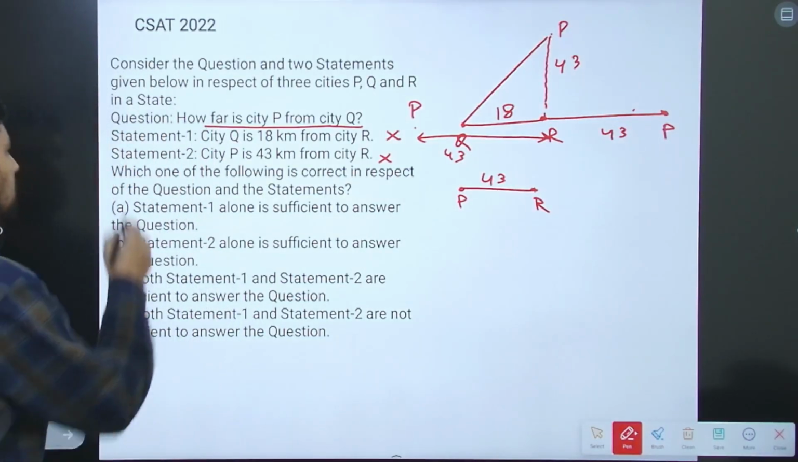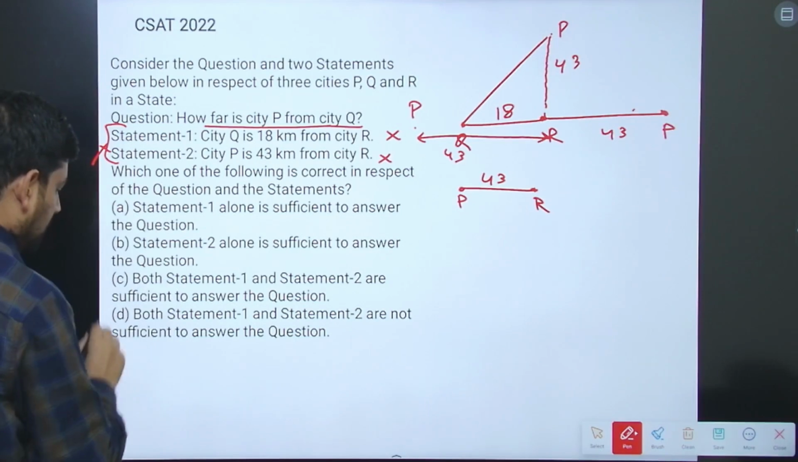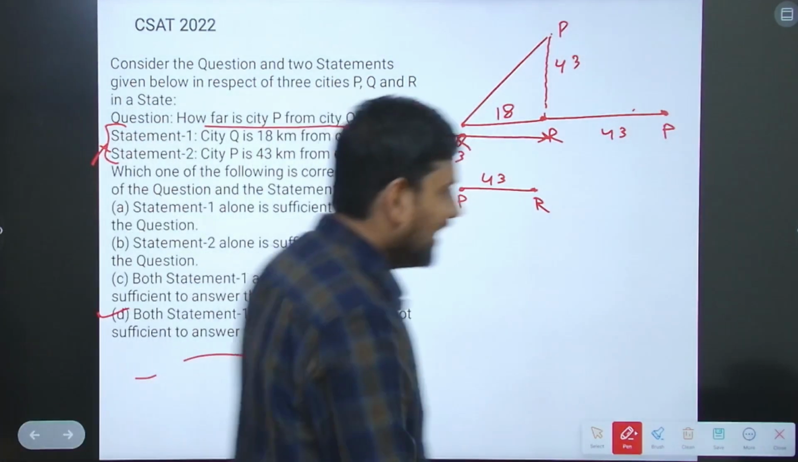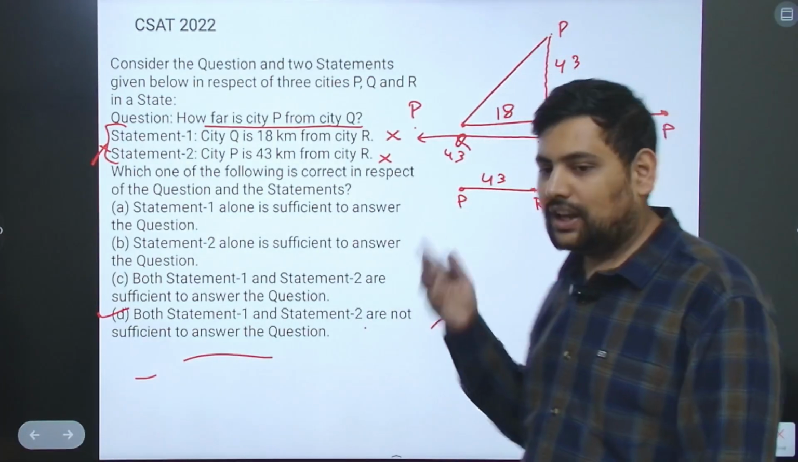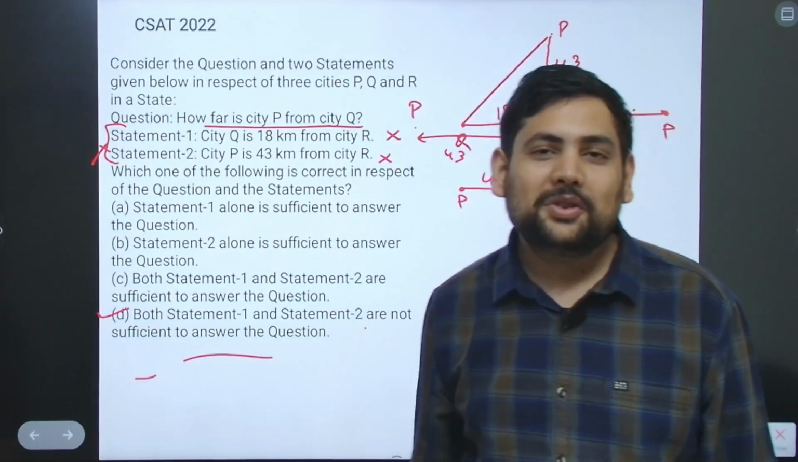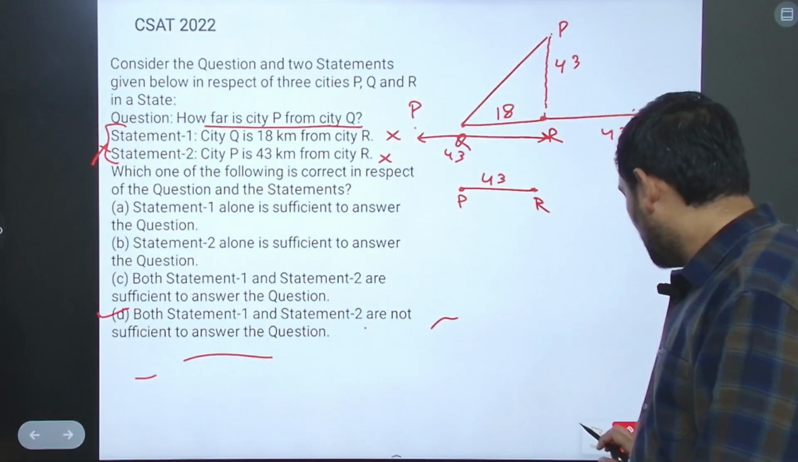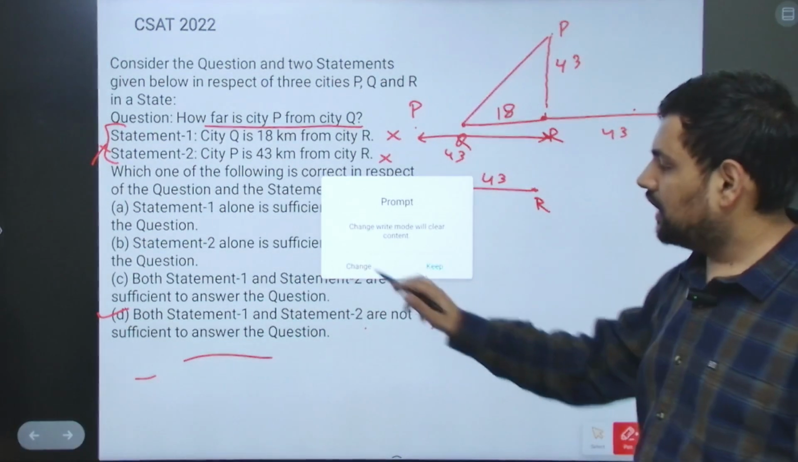That is not given to me. So both are not enough. Answer becomes D: both are not sufficient to answer the question. In 2022 they gave all these questions which were not sufficient to answer the question. Then I think out of the 6 questions, 4 were like this.